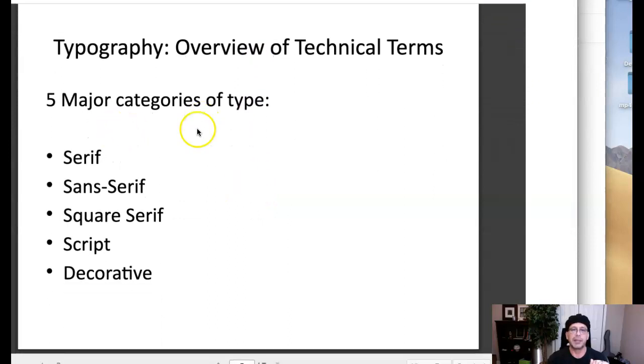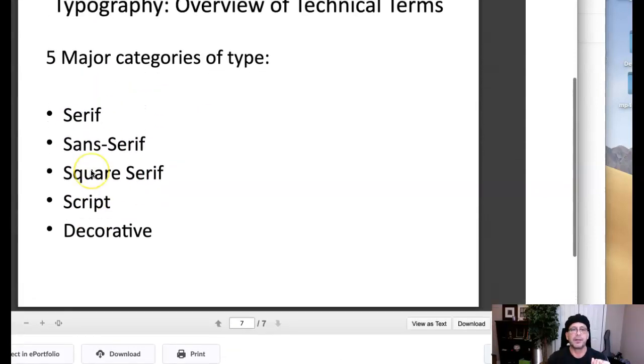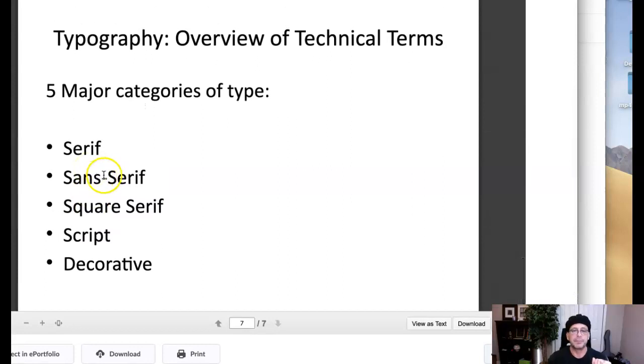Typography overview of technical terms. 5 major categories of type. We have a serif. Serifs are small little feet on the end of any specific typeface. And again, that's in your book, so there's plenty of examples in there. What you're looking at here is a sans serif. Note there's no little feet on the ends of the typeface. This is called a sans serif.